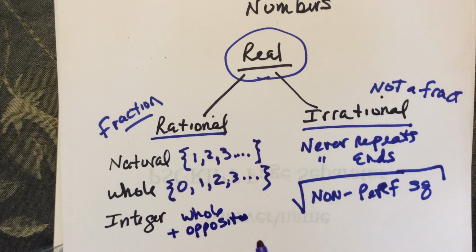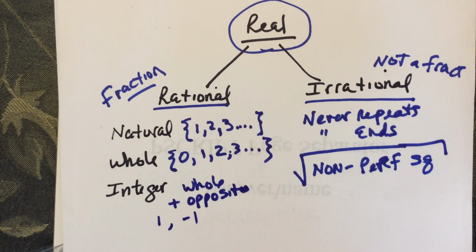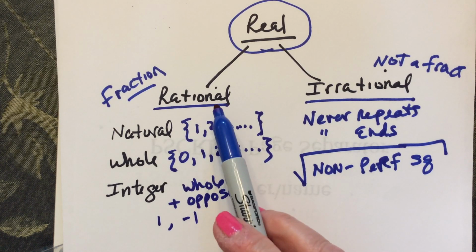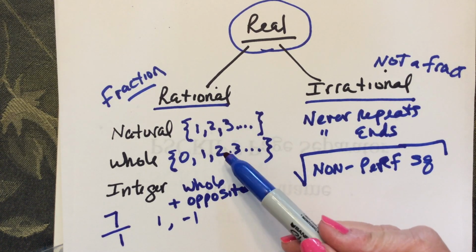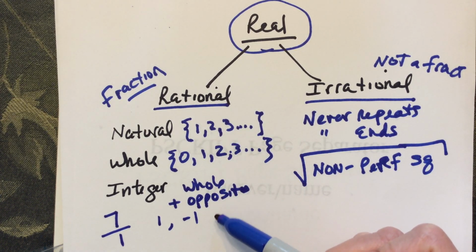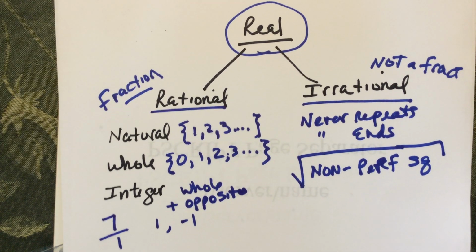Now, if you notice here, whole numbers, integers, whole numbers and their opposites, I can say 1 or -1, okay? I'm not using fractions here, even though they're rational numbers. Any whole number, so let's say the number 7 can be written as 7 over 1, so we still call that a rational number. But in this case, we're looking at natural, whole, and integers, which are numbers that don't have any fractions or decimals to them, okay?